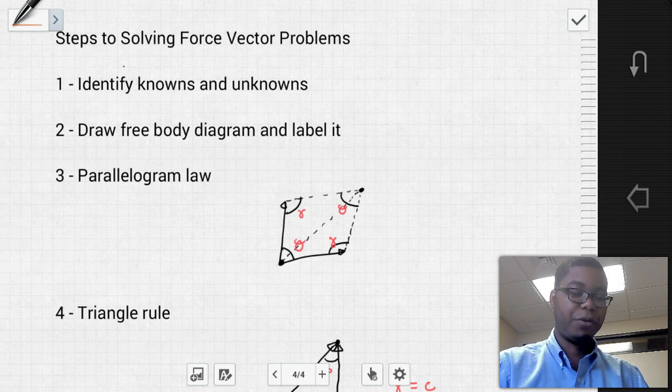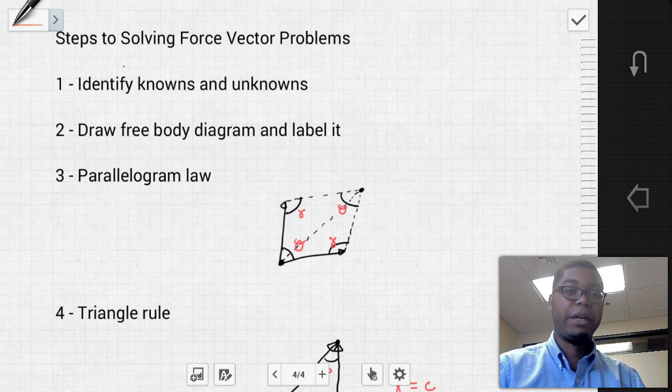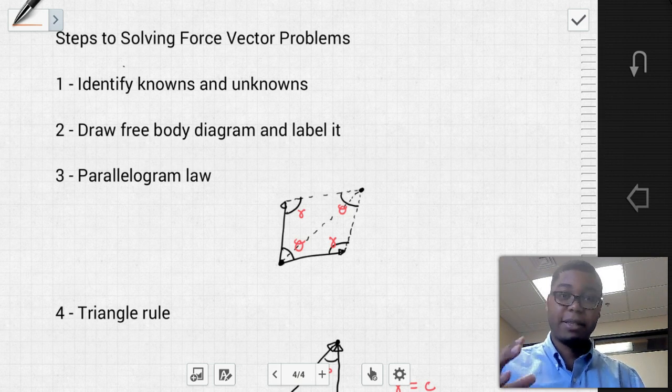The second thing you need to do is draw a free body diagram and label it. So take the force vectors, label them appropriately, put the information that you do know in there, and identify ways to simplify the problem. So the same stuff from the previous video, where you must idealize the problem and simplify it in order to apply theory.